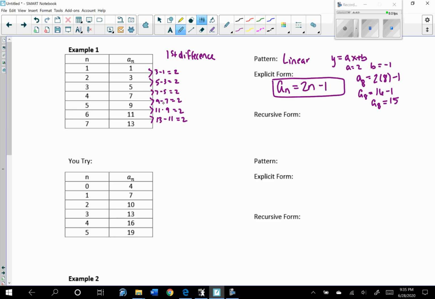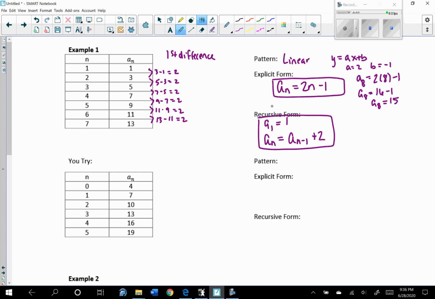So for the recursive form, remember that the first thing you need to do is state the first term, because in order to get to the next term, you need to know the previous term. So our first term, I always like to start off with a sub 1 if I can. So a sub 1 is equal to 1. Then we need a formula for the nth term. So a sub n is equal to the previous term. Remember, that's this notation. And then what are we doing with the previous term? Well, the slope, of course, is 2, so that means we are adding 2 each time. So that is my recursive form.